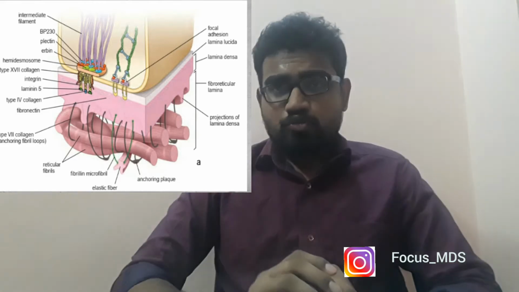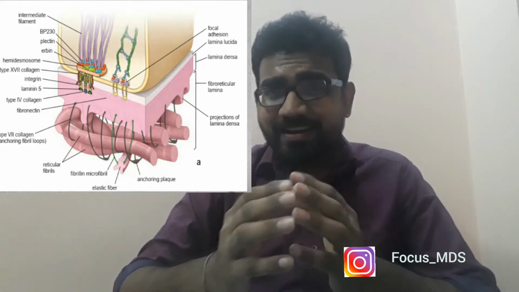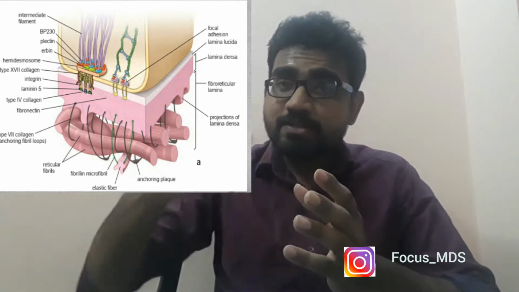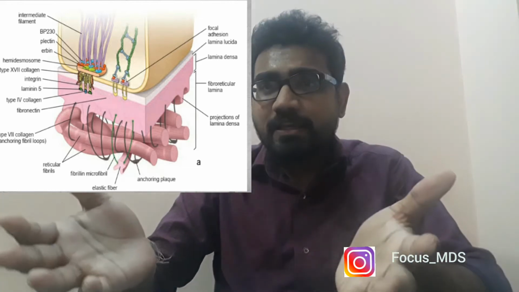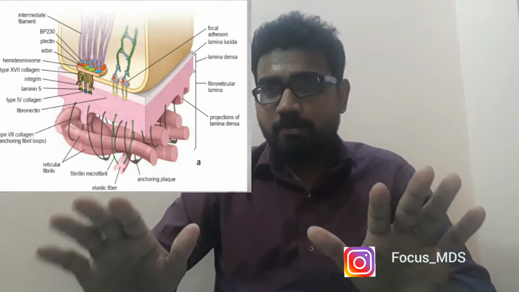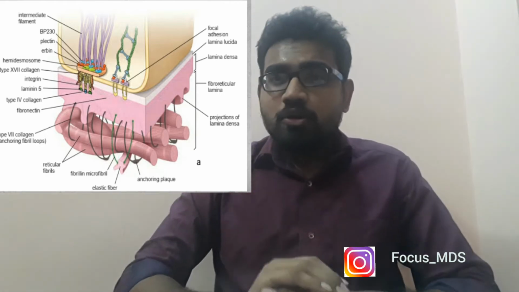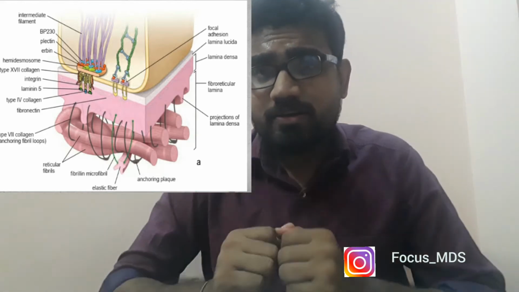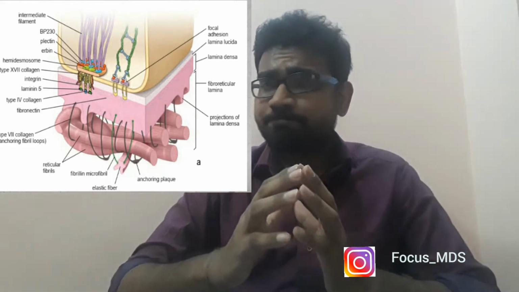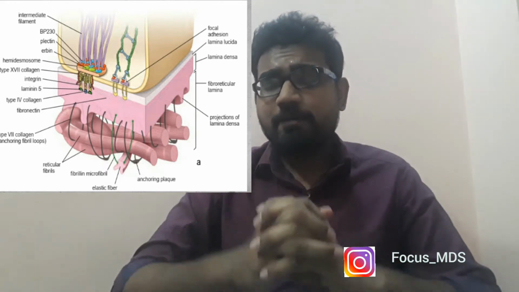Coming to the hemidesmosomes, a hemidesmosome is an anchoring junction. It helps the cell to attach to the extracellular matrix, like attaching the epithelium to the basement membrane. Very simple. But to do that, the hemidesmosomes cannot directly attach to a structure in the basement membrane, specifically the basal lamina.